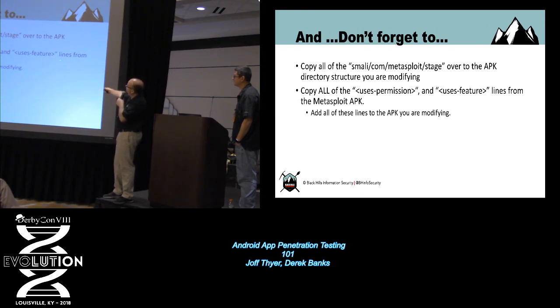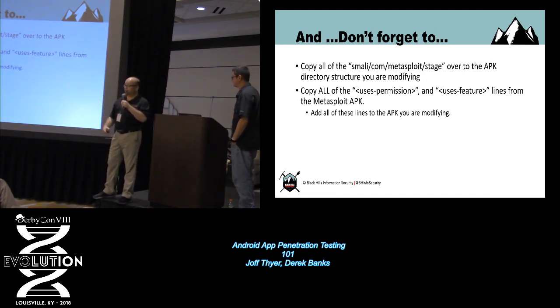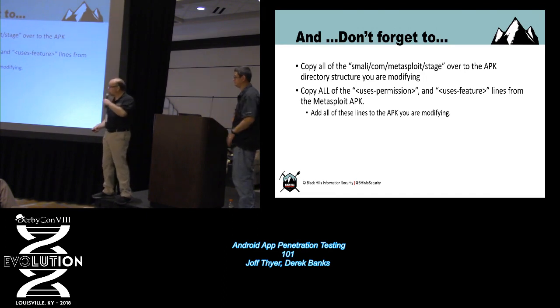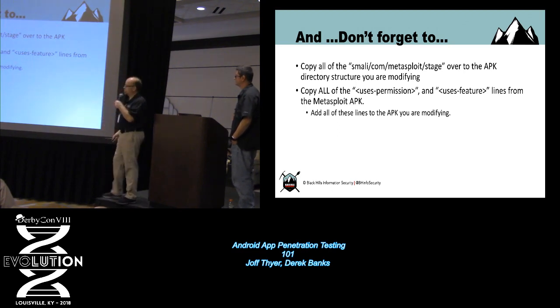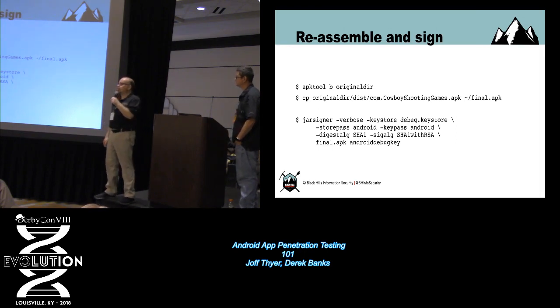And then don't forget to copy all of the code from the Metasploit stage over to the APK, and copy all of the uses-permission and uses-feature lines from the Metasploit APK to the enhanced APK, because you have to have all of Metasploit's permissions to do things like access the internet and access contents and send SMSs and take pictures, because it basically uses every possible permission that Android has, right? All right. Then you have to reassemble and sign the APK. So basically reassembling and signing.